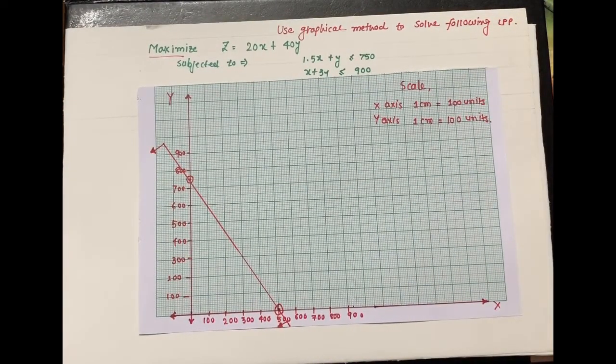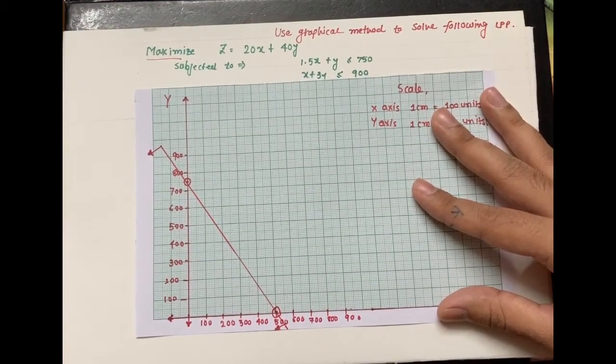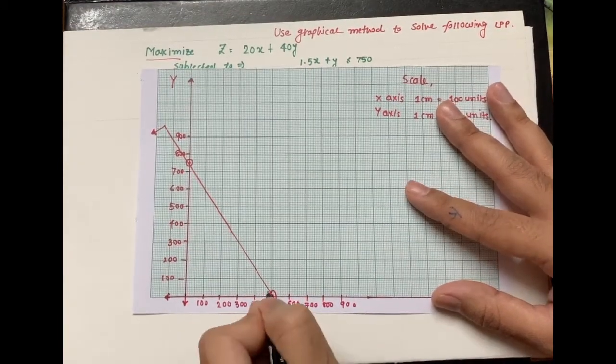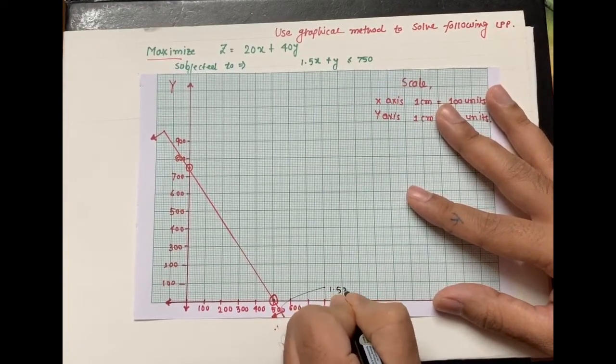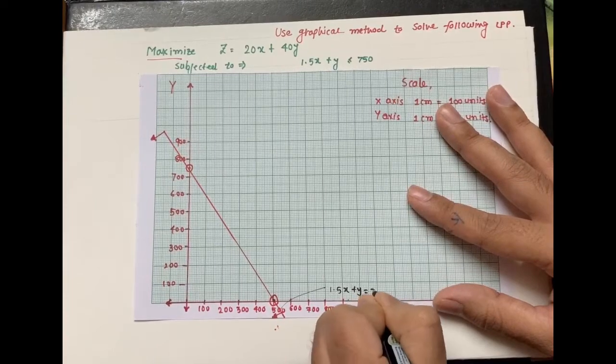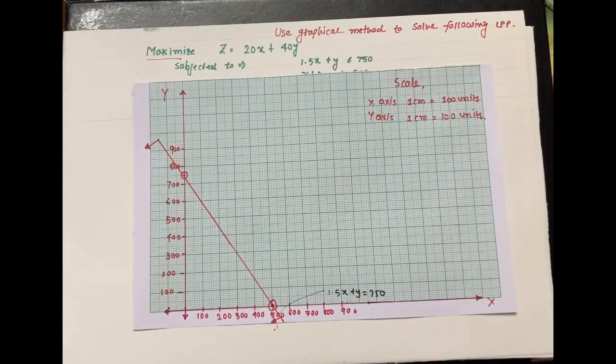It is very essential to write the equation of the line. So here I am writing 1.5x plus y equals 750, this line. This information is mandatory to mention.